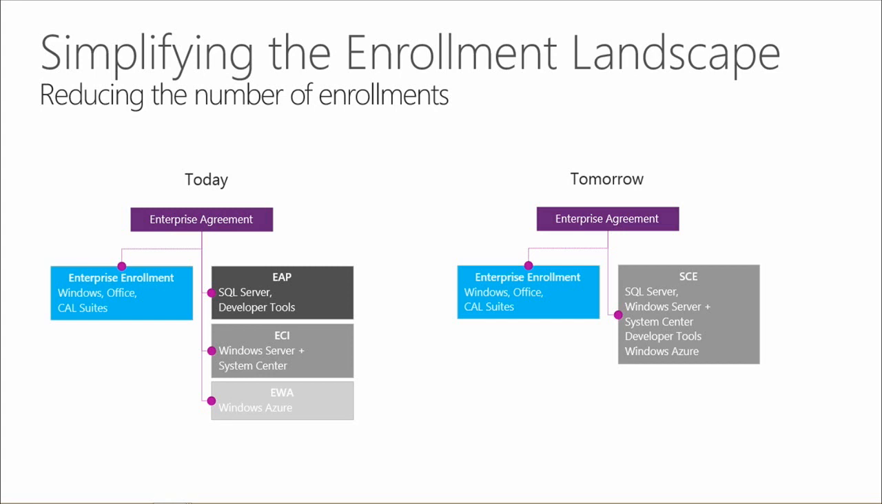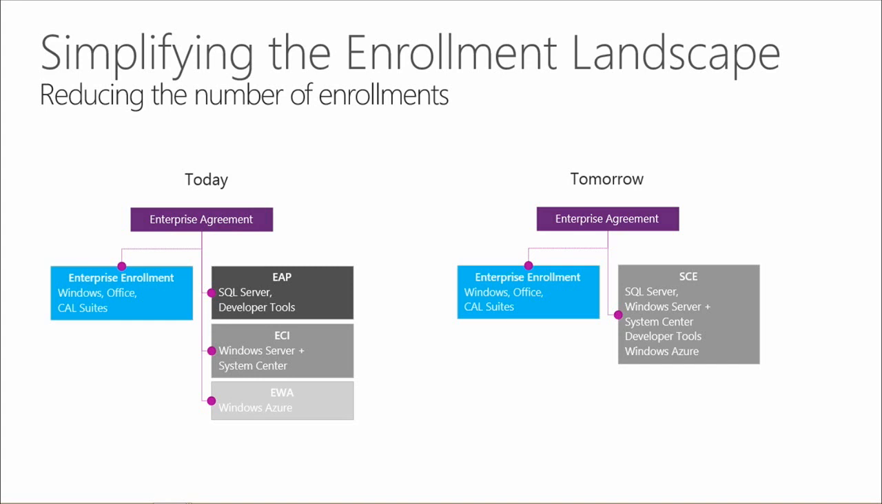As you can imagine, it's a complex landscape with varying terms, varying conditions, and varying commitment requirements. As you can see, the new server and cloud enrollment will be replacing EAP, ECI, and EWA to create a much more streamlined and simplified set of options for customers. As we move to the server and cloud enrollment, we're going to offer our customers the option to make installed base-wide commitments to core products that exist within the SCE. And in return, they are going to get a series of benefits that we're going to walk through.